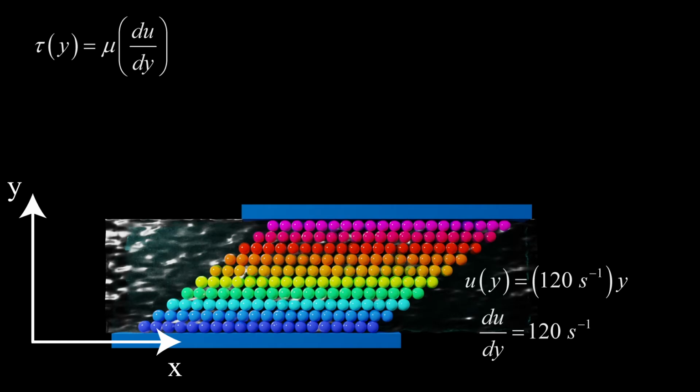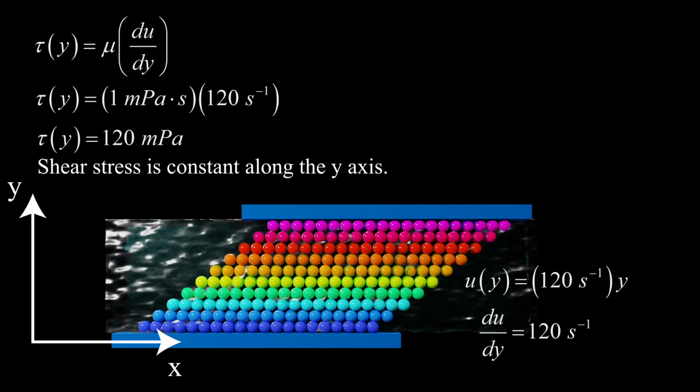Plugging du by dy along with the value 1 millipascal seconds for dynamic viscosity into the equation for shear stress yields tau as a function of y equals 120 millipascals. Since the variable y is not in the equation for shear stress, this means that the shear stress anywhere along the y-axis is 120 millipascals.